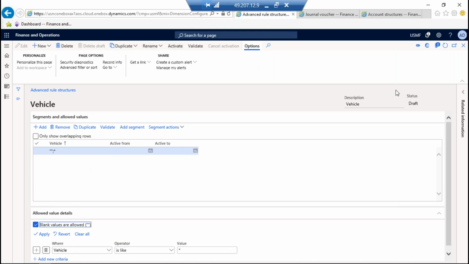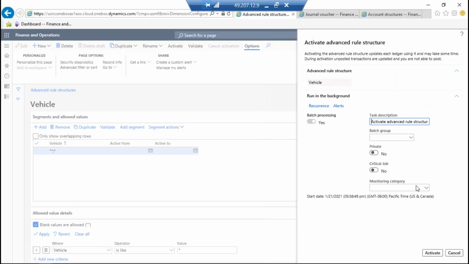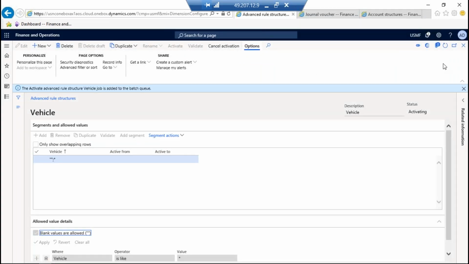The same draft mode, activate, it will be in activating. After 1 or 2 seconds or 5 seconds, it will change to active. And you can use this one in the accounting structure. Okay.